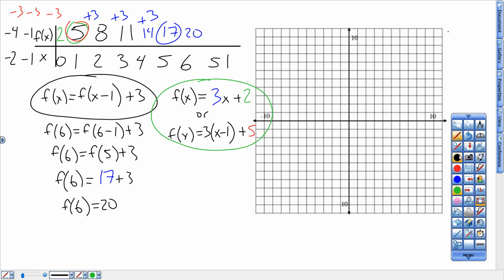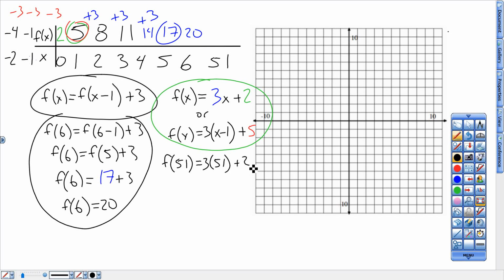I want you to plug in 51 into both to show me that that gives you the same answer. So if I plug in 51 right here, 3 times 51 plus 2 gives me 153 plus 2 gives me 155. Put that right here.